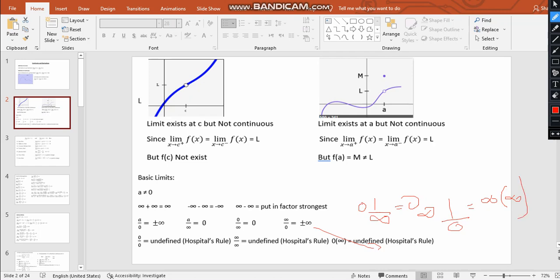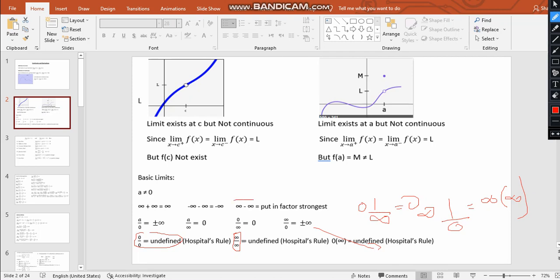However, if you have 0 over 0, we used to put in common factor before, or we can use what's called Hospital's rule. When we start the limits, I will introduce Hospital's rule. Similarly, for infinity over infinity, we can apply Hospital's rule. And similarly, for 0 times infinity, we can apply also Hospital's rule. So 0 over 0, infinity over infinity, 0 times infinity are undefined. We need to apply Hospital's rule to get the answer.